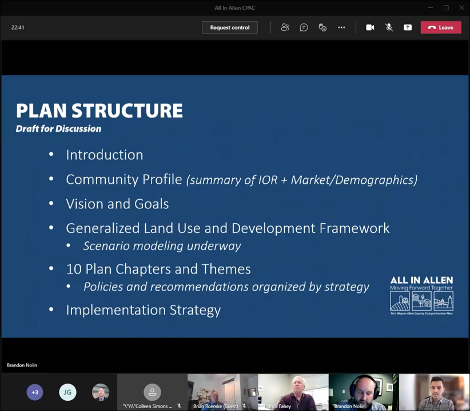Basically, a lot of the content we'll show you today will be folded into a chapter. Some of the theme content is going to be handled a little bit differently, and that's going to be brought in as themes throughout multiple chapters, and we'll cover that in a minute here. And then last but not least, there'll be an implementation strategy that ties all the pieces together and provides the city and the county and partner organizations with a checklist of actions that need to be undertaken to implement the plan.